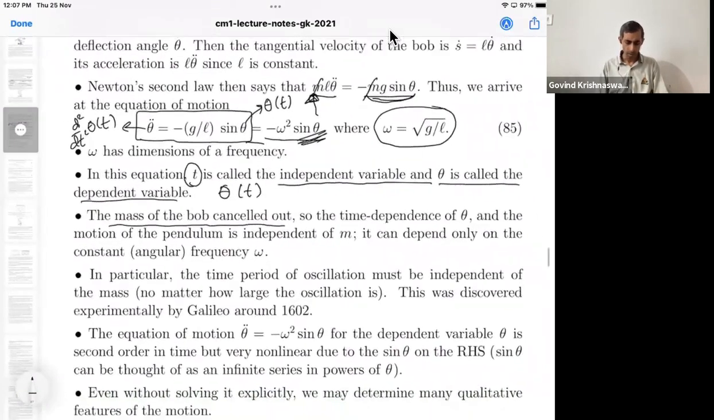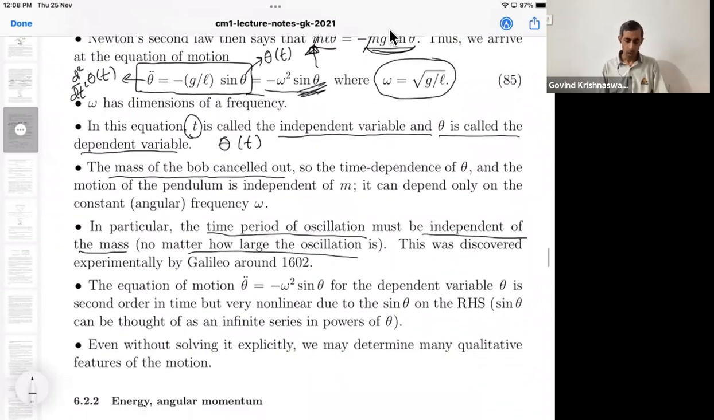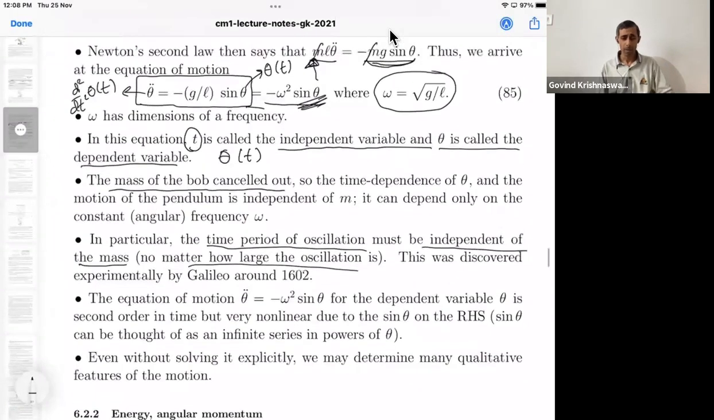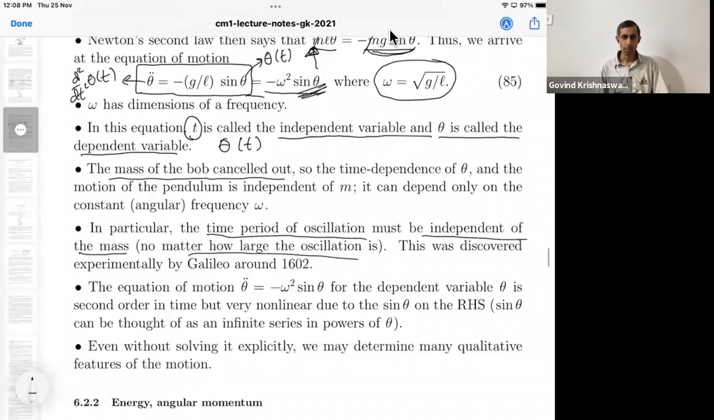In particular, as Galileo noticed, the time period of oscillation must be independent of the mass, no matter how large the oscillation is. We are not saying the time period is independent of amplitude. That is definitely not true. We are just saying the time period is independent of the mass.